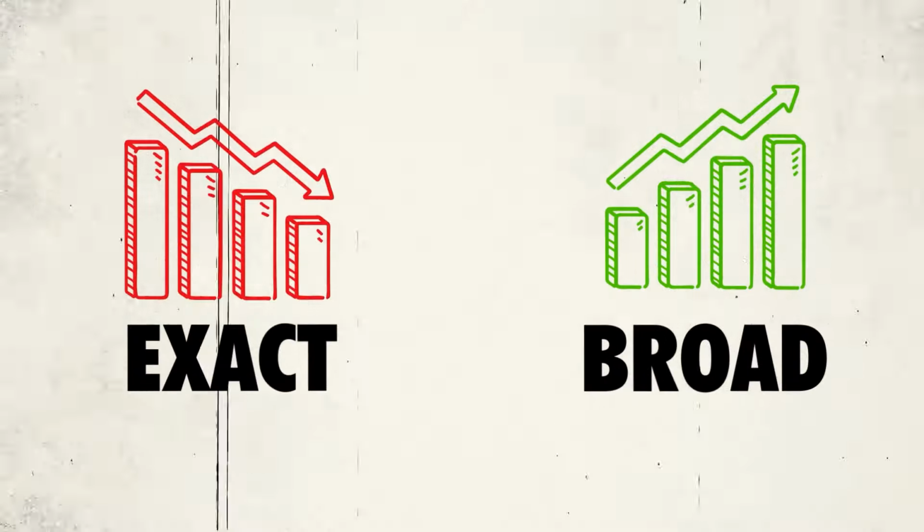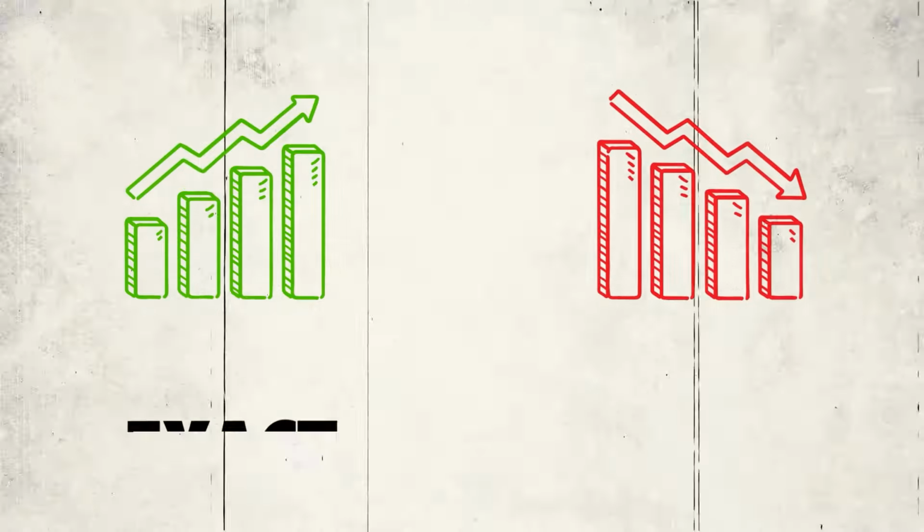So you can have a very bad performance in exact and amazing performance in broad, or a very bad performance in broad and amazing performance in exact. There's no rules to this. You have to test every single time.